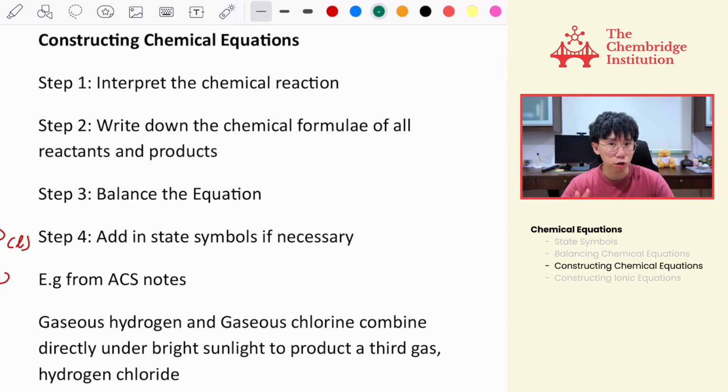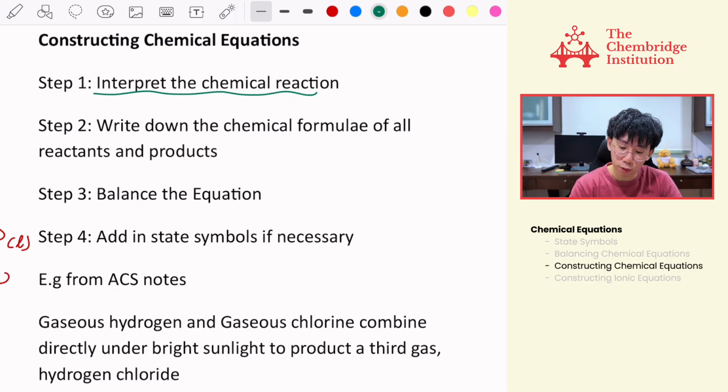Now, what about constructing chemical equations? Whenever we have to construct a chemical equation from scratch, according to the question, step 1, you need to interpret the chemical reaction first. So you need to know what reaction is happening, what is reacting with what to give what products. And some chemical knowledge might be needed as well.